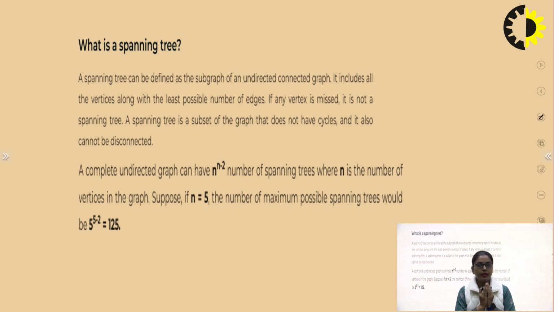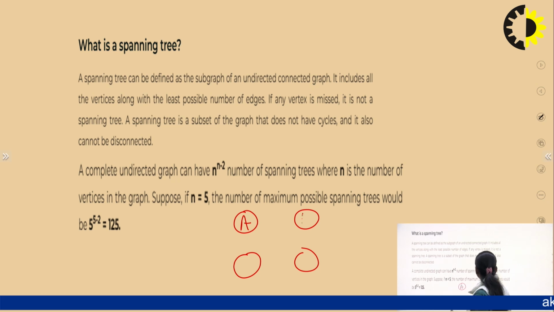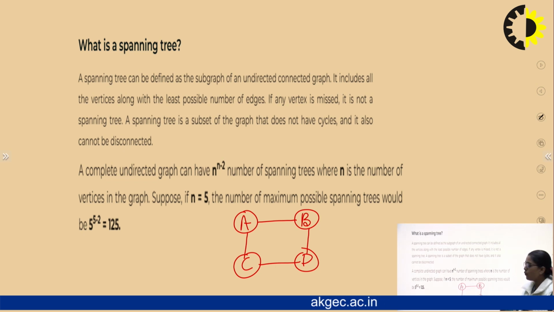But in the case of a minimum cost spanning tree, suppose we assume this graph. We have 4 vertices, that means 4 to the power 4 minus 2, that is 4 squared, which is 16. That means we have 16 possible spanning trees.